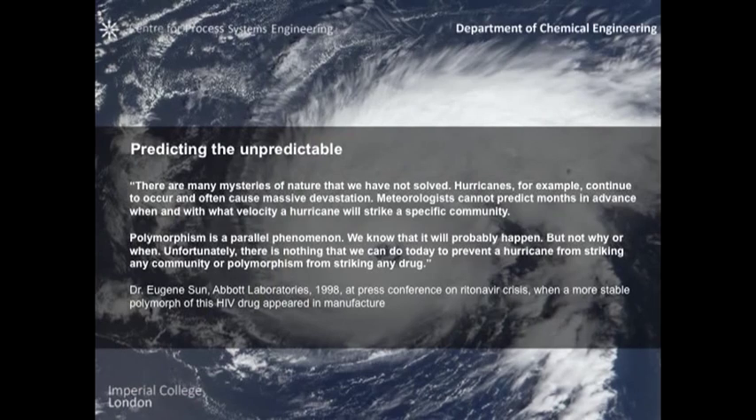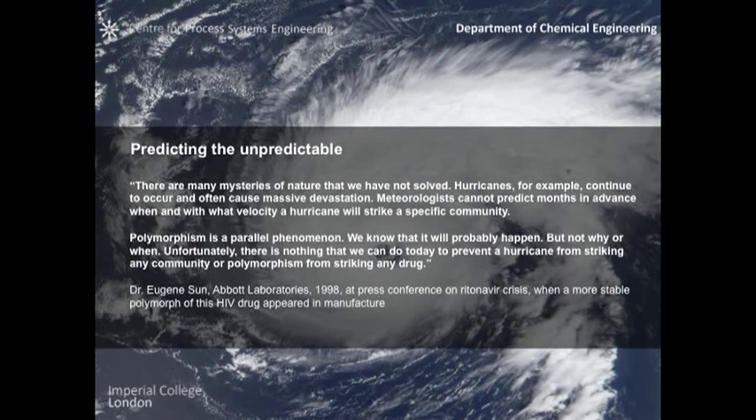And so it's something that people would like to be able to control. Now, when this happened at Abbott, one of the people involved made a very striking statement about what polymorphism can do. Eugene Sun said that there are many mysteries of nature that we have not solved. Hurricanes, for example, continue to occur and often cause massive devastation. Meteorologists cannot predict months in advance when and with what velocity a hurricane will strike a specific community.